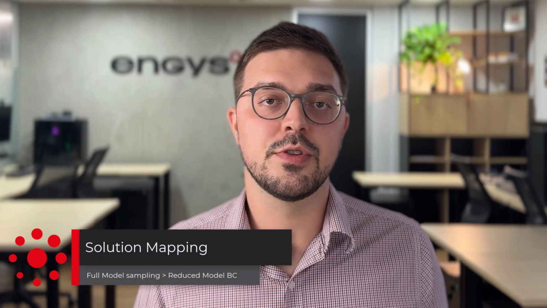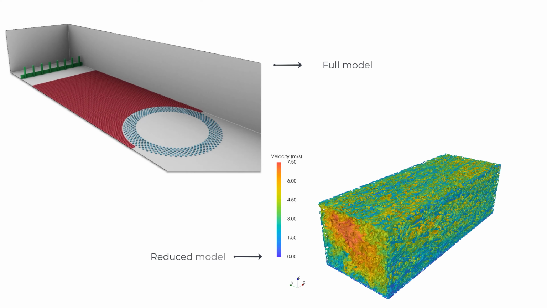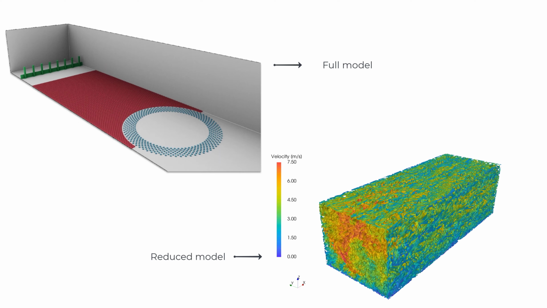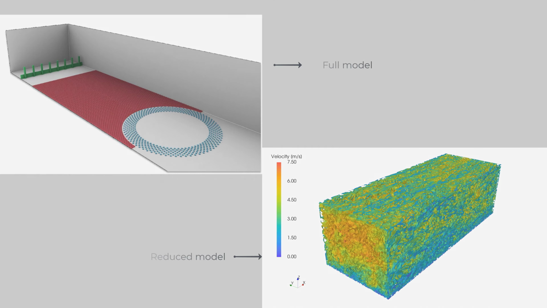Another feature that we introduced is the ability to map transient field data on cut planes to boundary conditions of more simplified models. To reduce simulation costs, it is possible now to map the solution from the full model to a boundary condition of the reduced model.